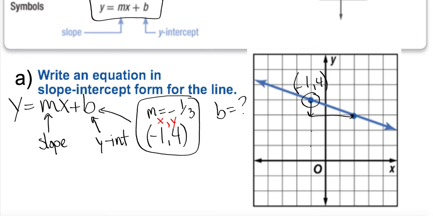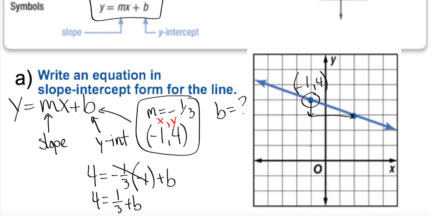So we plug that in. So 4 goes for the y. M is a -1/3. And then my x is a -1. Okay, hopefully you see what we're plugging in there. And then my b I don't know, which we're going to calculate. All right, so then we do a little bit of math. So this gets me to a +1/3. So 4 equals +1/3 plus b.